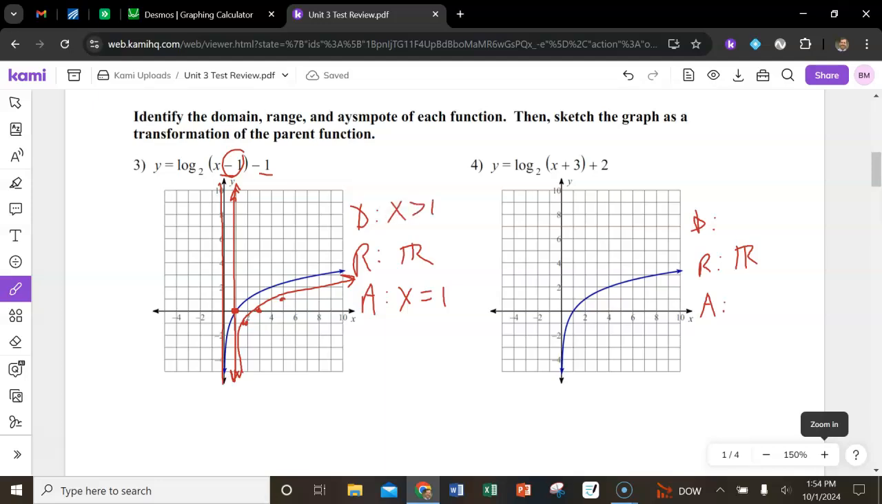and our domain is that x has to be greater than 1. With this one, we got to shift to the left 3, so our asymptote is going to be at x equals -3, and the domain would be x is greater than -3. And again, all of that would be able to be seen from Desmos if graphed correctly, and you examine the graph a little bit, you should be able to see that.